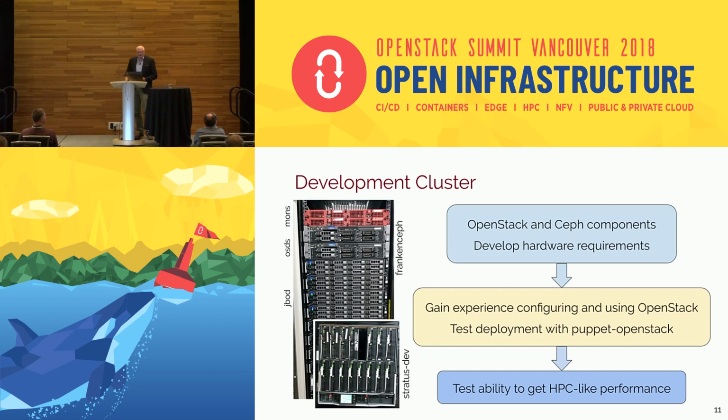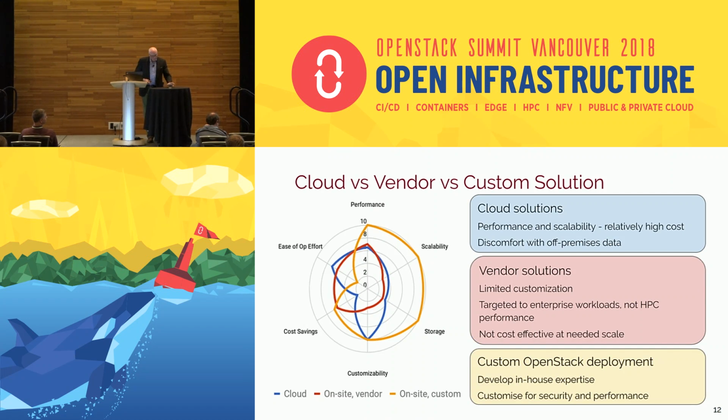So this cluster gave us a bit of experience in putting together OpenStack and configuring it, and we also did some testing of a more managed deployment using Puppet OpenStack. One of the big things we wanted to test was if we could get something we could call HPC-like performance. And having the hypervisor hardware be identical to our older HPC cluster was pretty useful for that. It gave us a one-for-one comparison. So the development cluster gave us the idea we were on the right track.